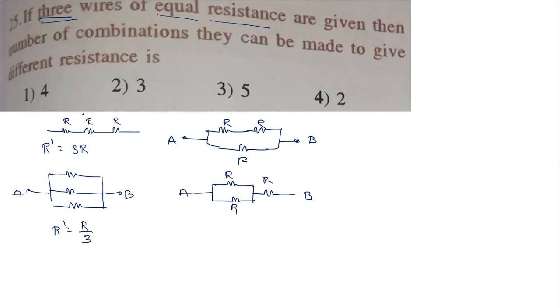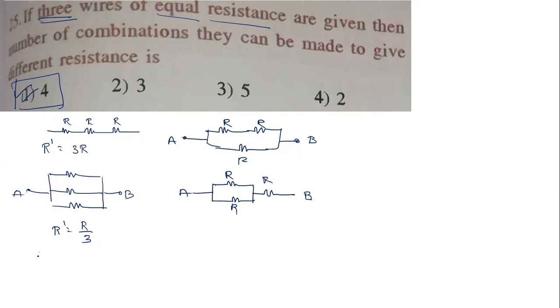Apart from these 4 possible combinations, are there any other ways to connect these resistors? Any other? Do you find any? No options are there. So how many different values can we make? 4 combinations we can make. Question understood now? There are 3 resistors given to us. We need to make possible combinations so that each combination gives a different value of effective resistance. Like these 4 combinations we can make. Okay, that's clear.